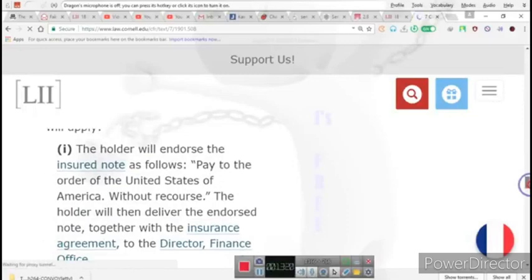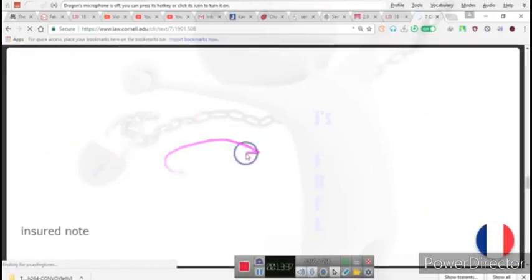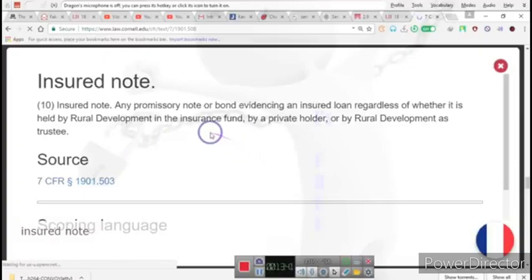The holder of the endorsed note and holder will endorse the insured note as follows. How do we know it's a government obligation? Because it has government insurance. Okay? Wait, hold on. Insured note. Hold on. Let's do the research. Remember, the government backs up every note.